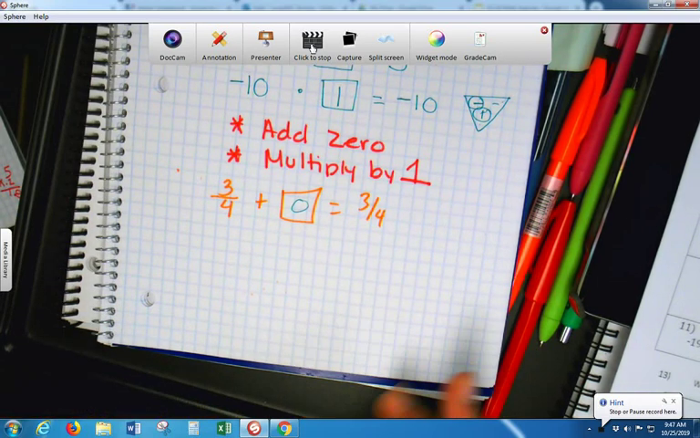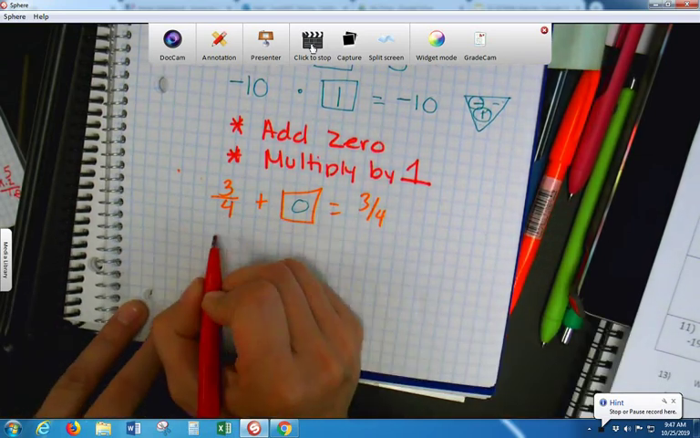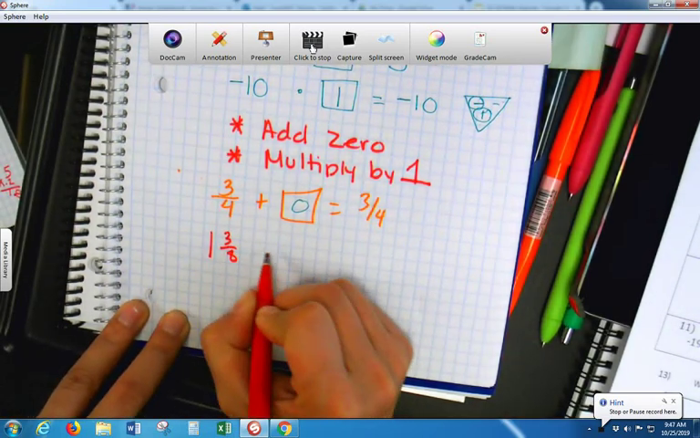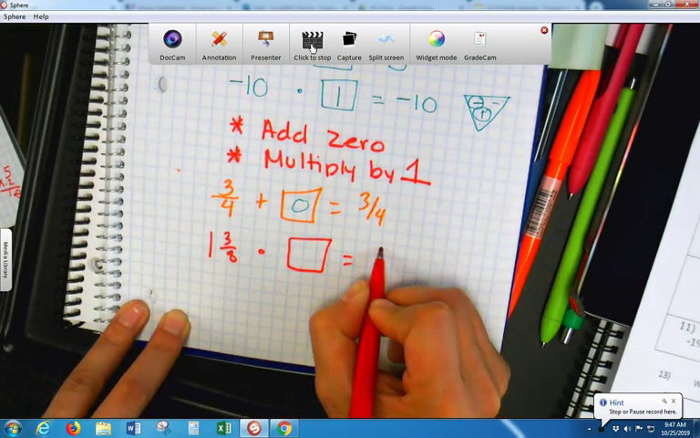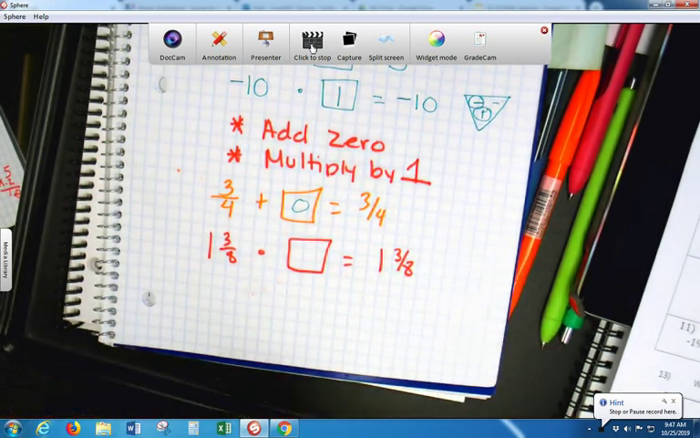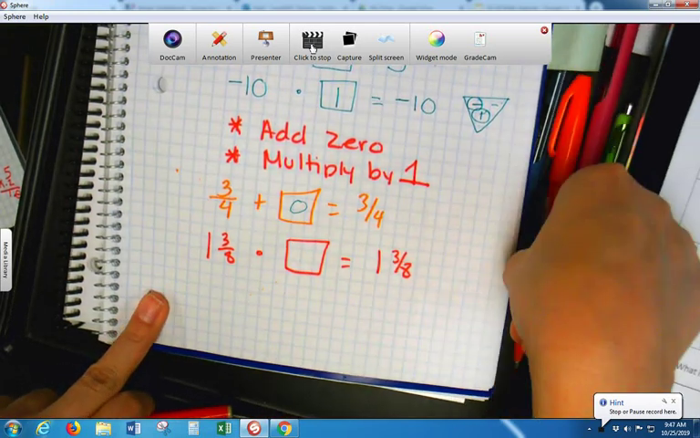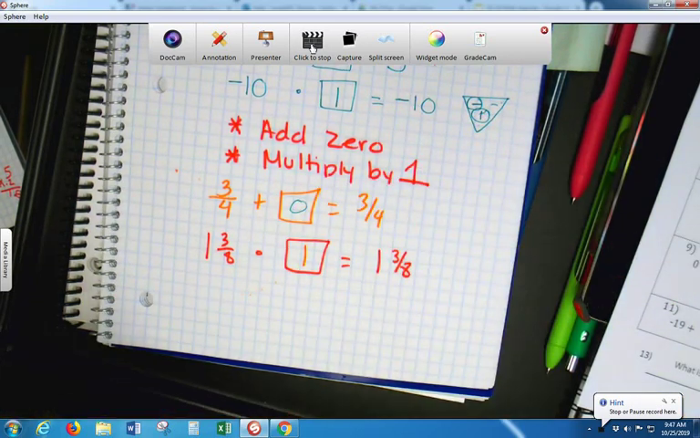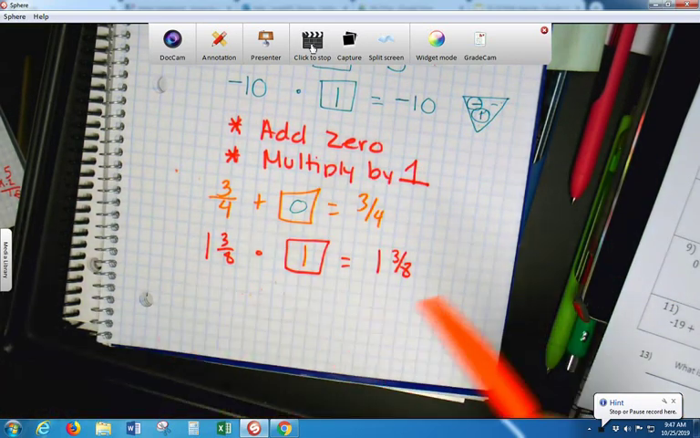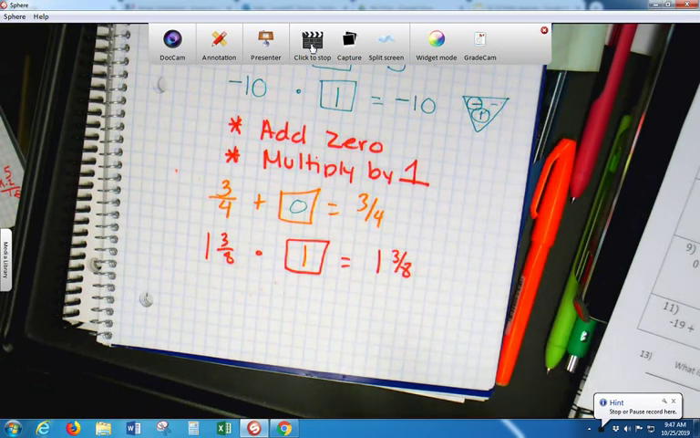Oh, I'm going to trick you with this one for sure. 1 3/8 times what equals 1 3/8? 1. Oh. I know. I warned you. You were going to get all confused and stuff. I get it.